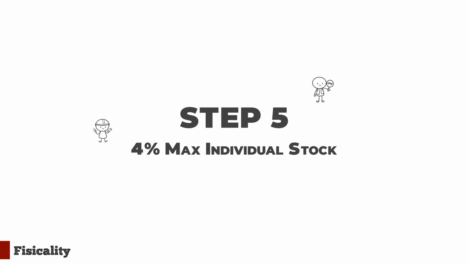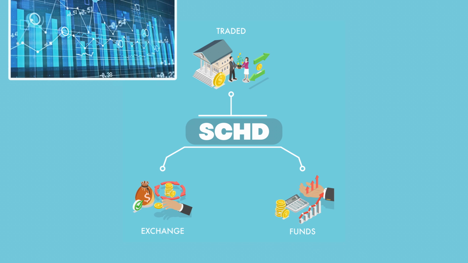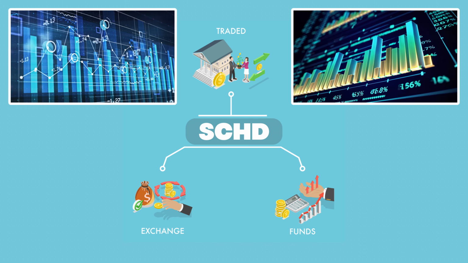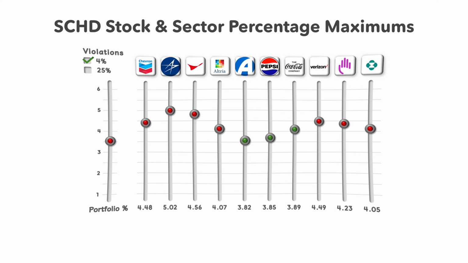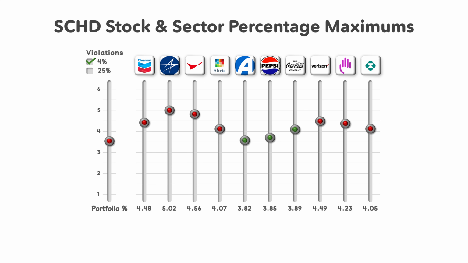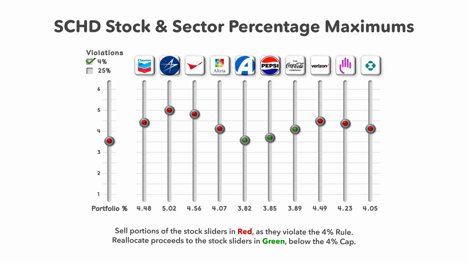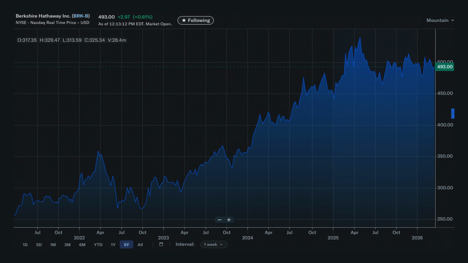Step 5, 4% max individual stock. The 4% maximum is important because it's a risk control strategy to prevent price drift. It reduces overexposure risk from any single stock, ensures portfolio diversification, and promotes beneficial rebalancing. Intelligent rebalancing sells portions of winning stocks to lock in gains, avoiding the subsequent price contraction risk that often follows a price spike.